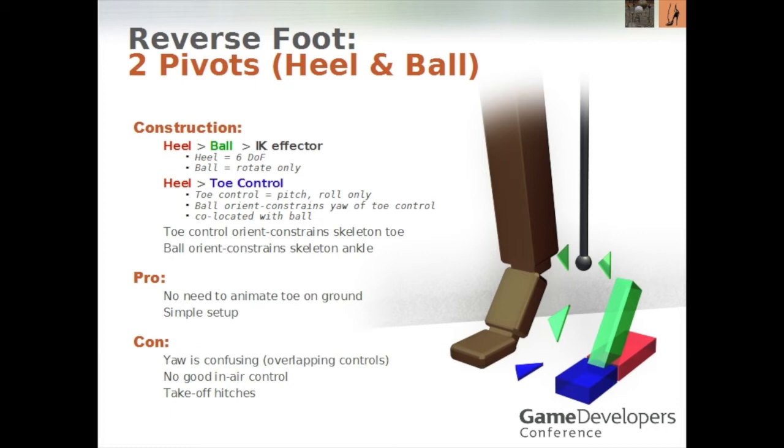And so the way this one's arranged, you have a heel, its child is the metatarsal. The metatarsal's child is the IK, so that you can rotate it around either that heel pivot or the ground pivot. And then the toe is a child of the heel, a sibling of the metatarsal. That way, you can flex the foot up while keeping the toe on the ground.